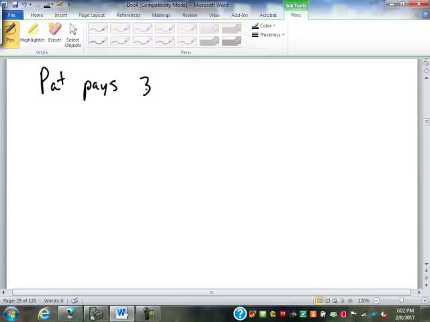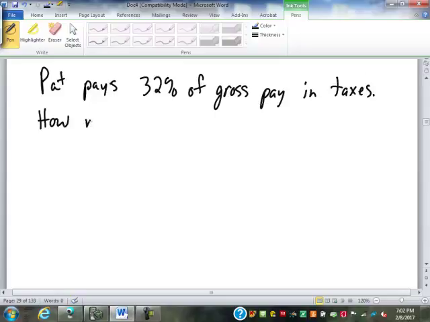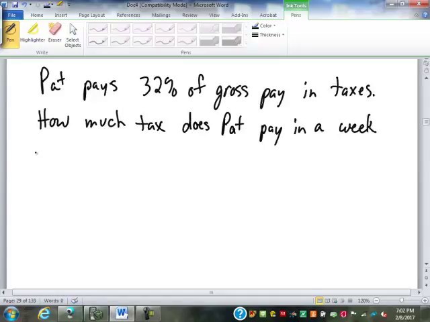Pat pays 32% of gross pay in taxes. How much tax does Pat pay in a week when gross pay is $1,800?